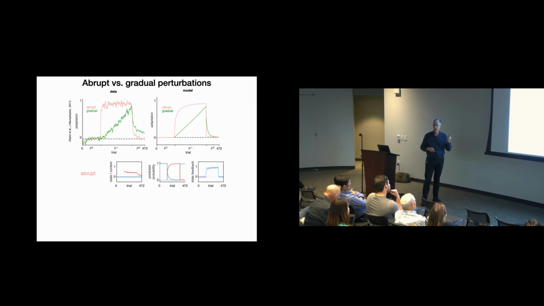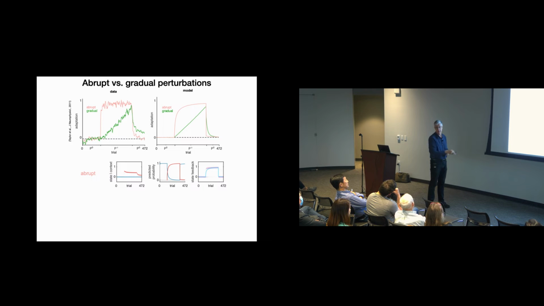Here's what happens inside the model to explain it. When something happens abruptly, it leads to a new memory being created. So here, when it comes on abruptly, you generate a new memory. And therefore, when you go back to baseline, you can just switch back to what you had before. And so you can decay away quickly.